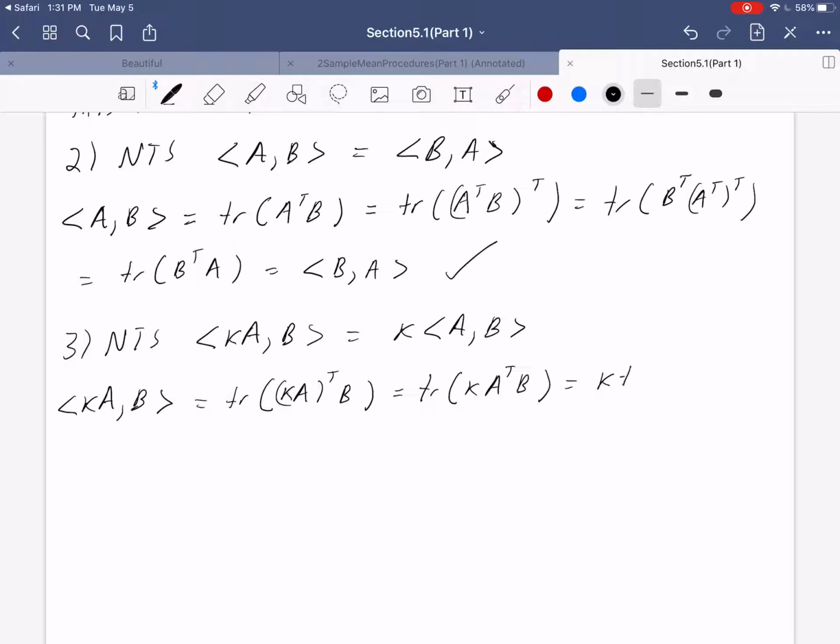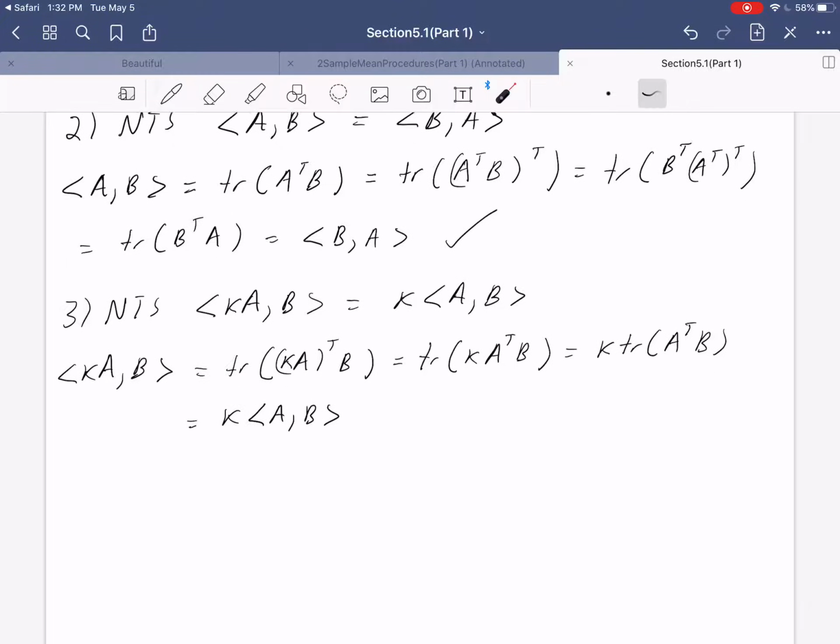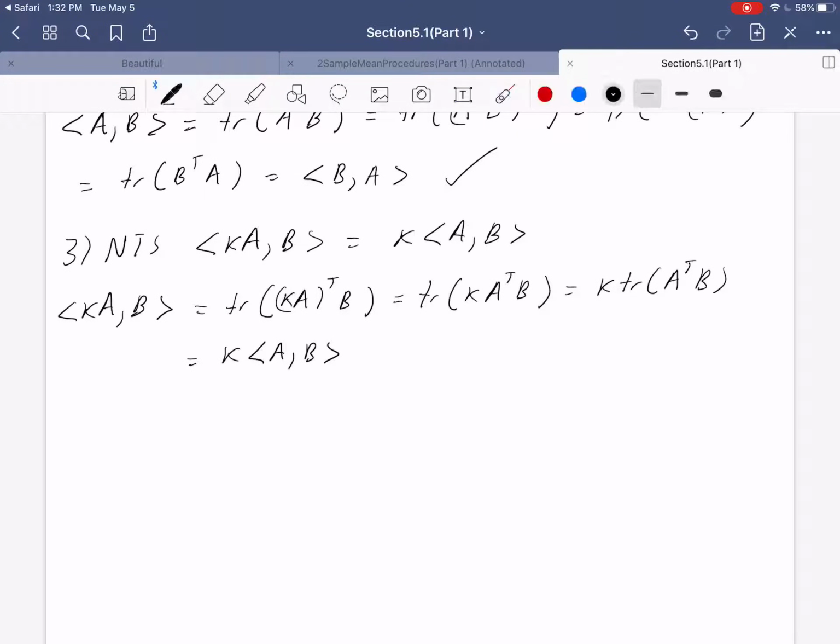So this is K times the trace of A transpose B, which of course is just equal to K times the inner product of A and B, because this is the definition that we defined for this inner product. So there we go. We showed that you can factor the constant out. Again, if you don't like this proof, you can go ahead and use elements and prove it a little bit more messily, but you can show it that way as well.